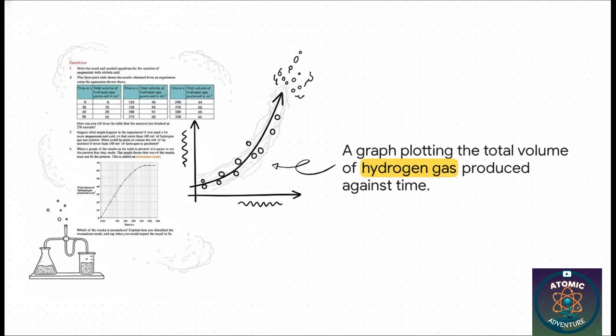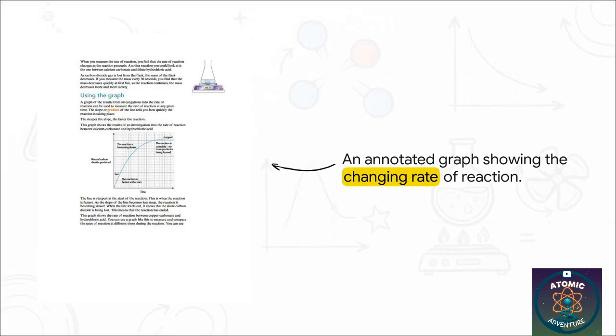When you plot those numbers, time on the bottom, volume up the side, suddenly you can see the story of the reaction. You get this really classic curve shape. Now, you really want to pay attention to the shape of this line. That curve isn't random. It tells us everything about how fast the reaction is going at any point in time.